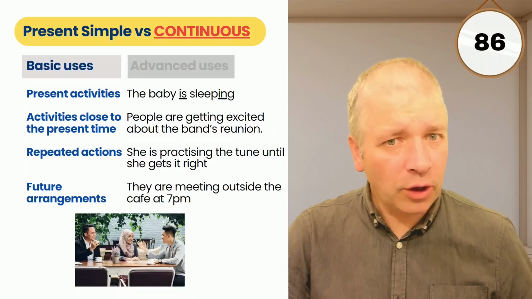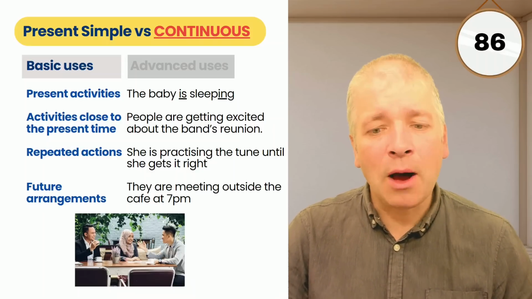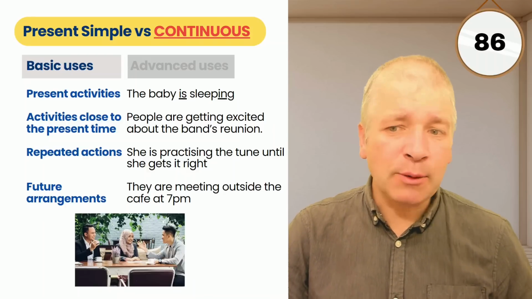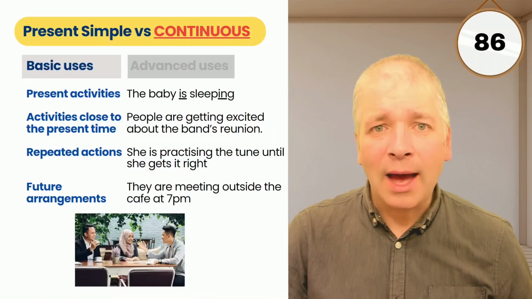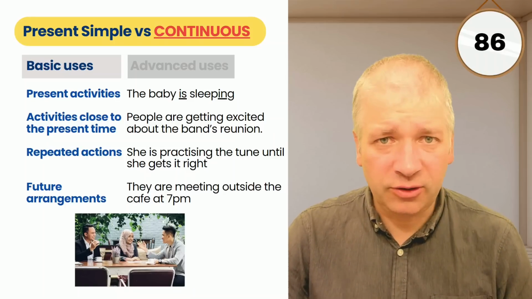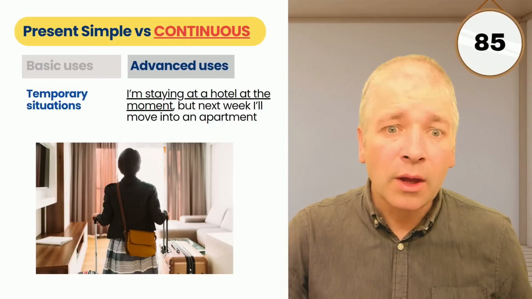For future arrangements, we might use the present continuous. They are meeting outside the cafe at 7 p.m. It was planned before, and now we're describing this arrangement by using the present continuous. But there are advanced uses of the present continuous too.